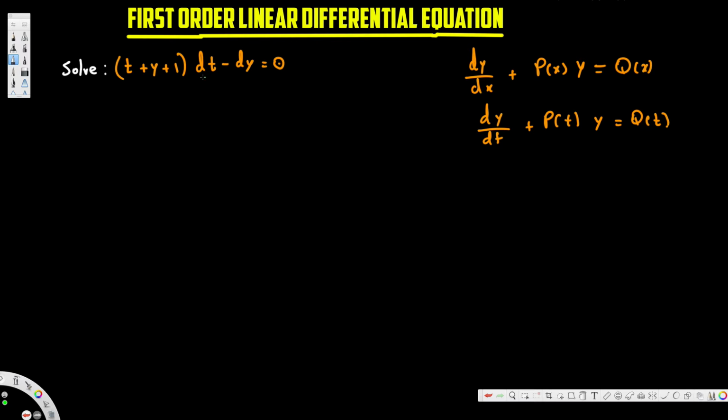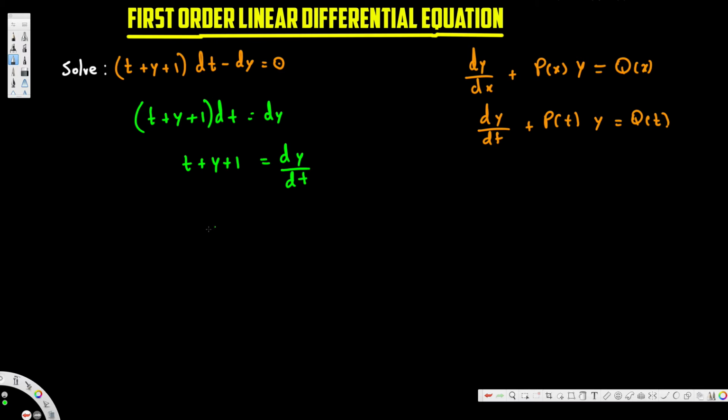Now in order to do that, first I'm going to rearrange something. So first I can bring this dy to the other side. If I do that, this is going to become t plus y plus 1 times dt is equal to dy. Now I can bring this dt to this side, so this is going to become t plus y plus 1 is equal to dy by dt. But if you look at this one, after dy by dt we have to have a function of t multiplying y.